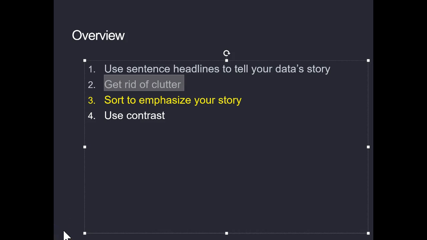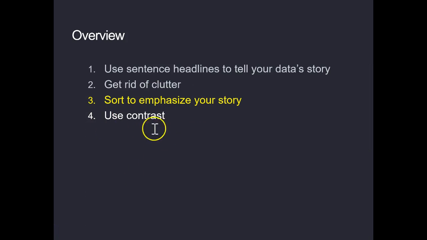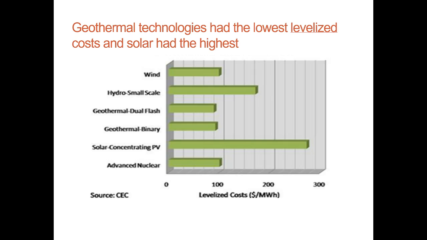So my next principle here is to sort to emphasize the story. Don't just throw things up there. So for instance, here's a graph. Needs to be simplified. We have these 3D bars. Don't use 3D. Just use flat. Only use 3D if that third dimension means something. Don't use it as decoration.